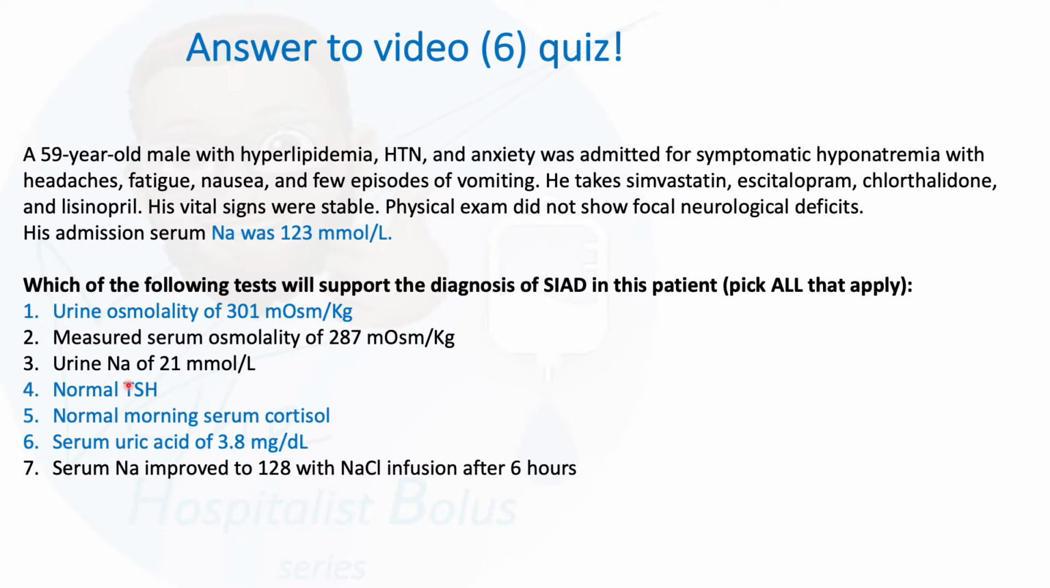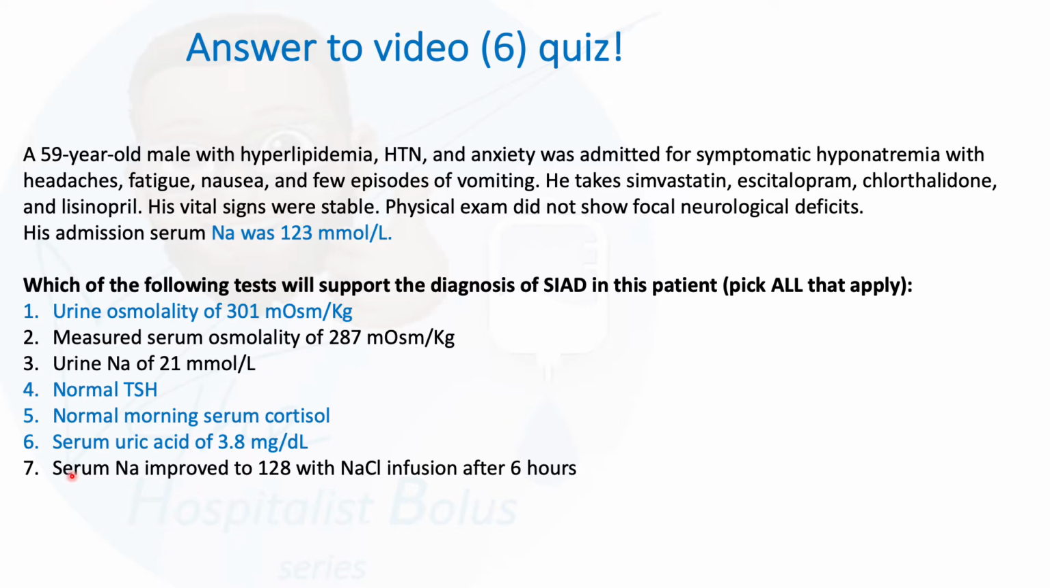Normal TSH, yes, you need to check for that for most patients suspected of SIADH, and some experts say in all patients. The same for serum cortisol. Secondary adrenal insufficiency can look like SIADH. Serum uric acid being on the lower side, less than 4, that might support the diagnosis of SIADH. We don't know exactly why it's low, but partly because of loss of uric acid in the urine as part of the compensatory mechanism in natriuresis.